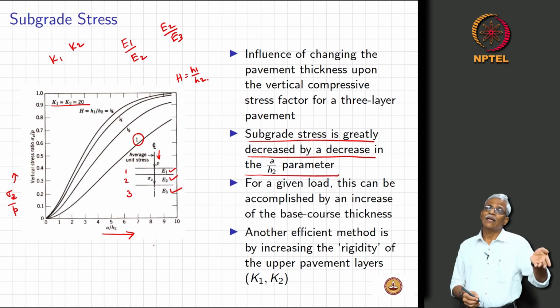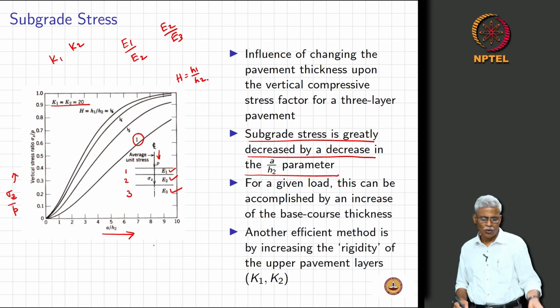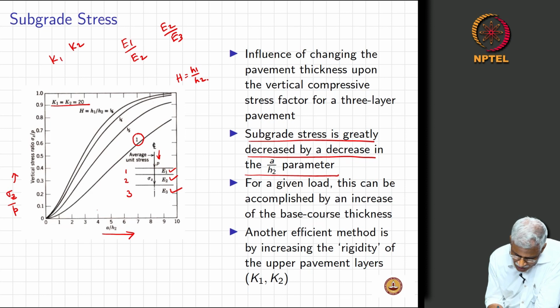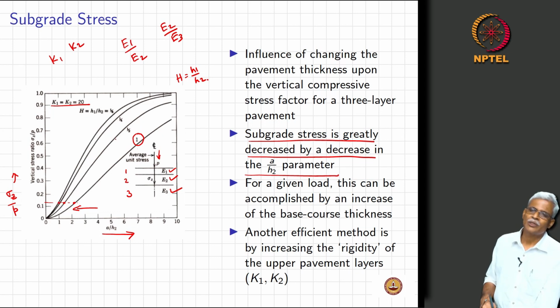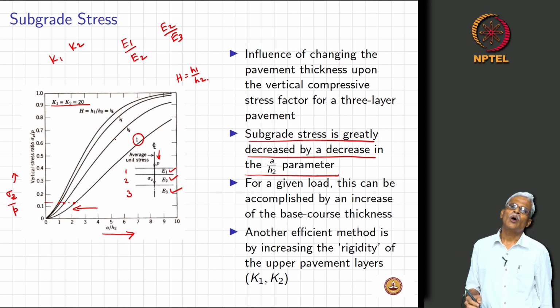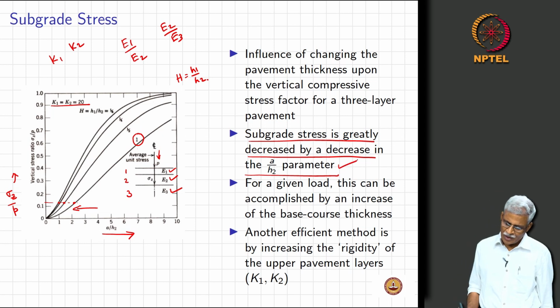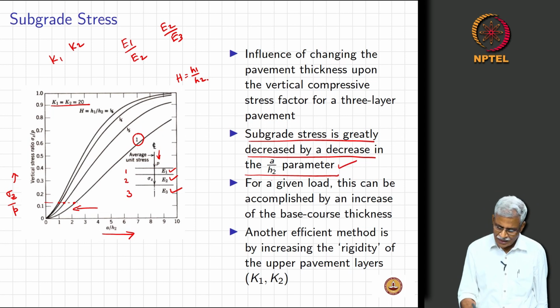That means H2 is more, the denominator is more. So when this number becomes, let us say, 2 or 1, you are going to see that for various combinations of H1 and H2, this is going to be reduced. Now how can you take care of this part? You can do it by increasing the base course thickness.